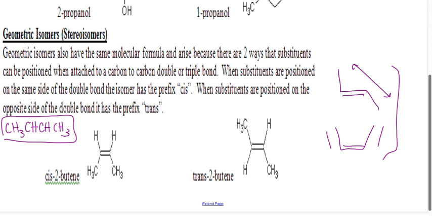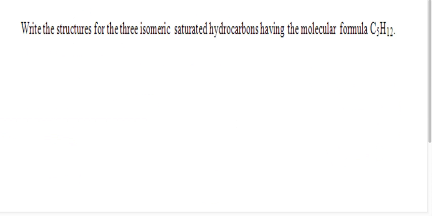Okay, so let's finish these problems, and then I'll let you work on your homework. Write the structures for 3 saturated hydrocarbons, isomers, having the formula C5H12. That general formula is making this what? An alkane, right? Okay, because it's 2n plus 2. So we can start with our pentane, 1, 2, 3, 4, 5. That's always our first one.